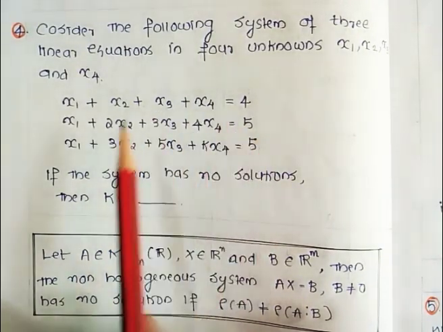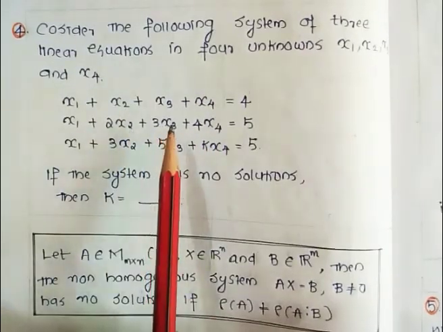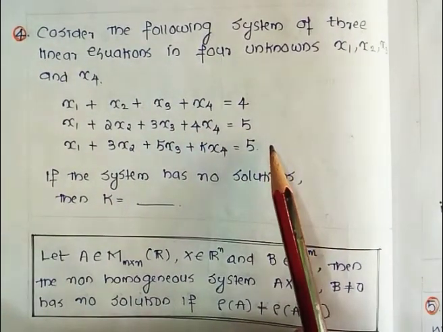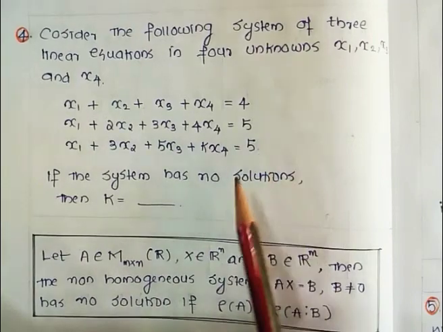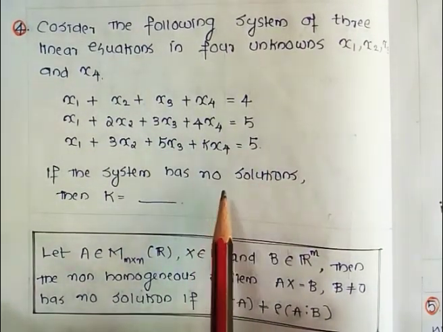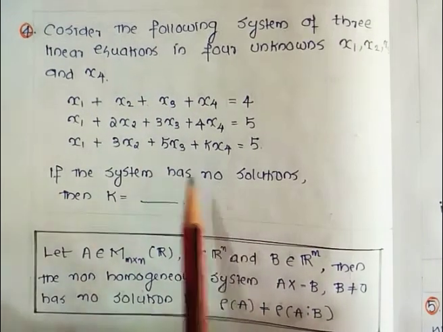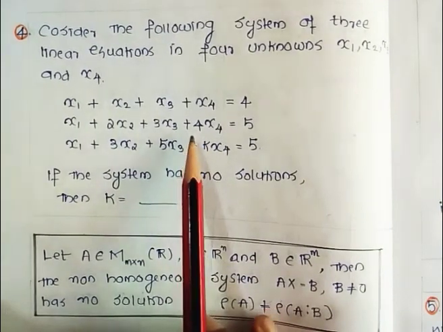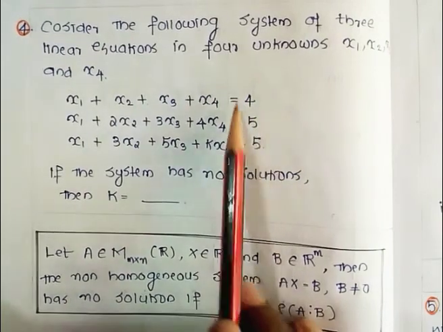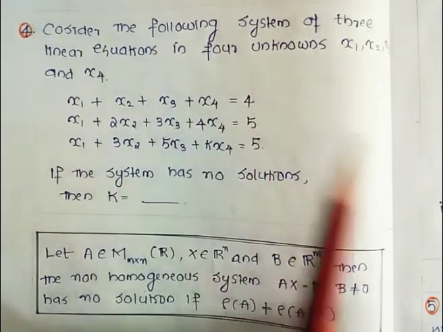So we are given a system of 3 linear equations with 4 unknowns, and also it is a non-homogeneous system of linear equations, and given that the system has no solution. The system has no solution means the system is inconsistent. The system is inconsistent means the rank of the coefficient matrix is not equal to the rank of the augmented matrix. Okay.